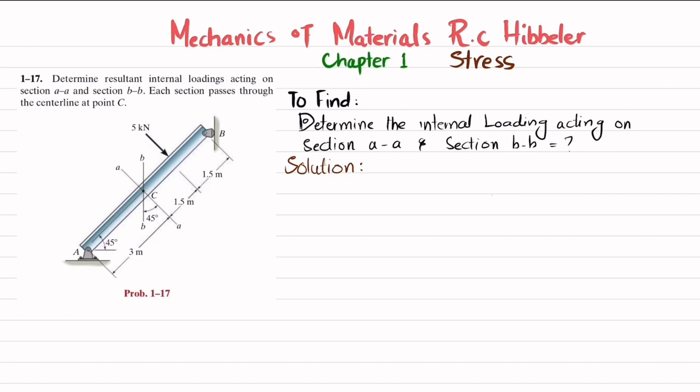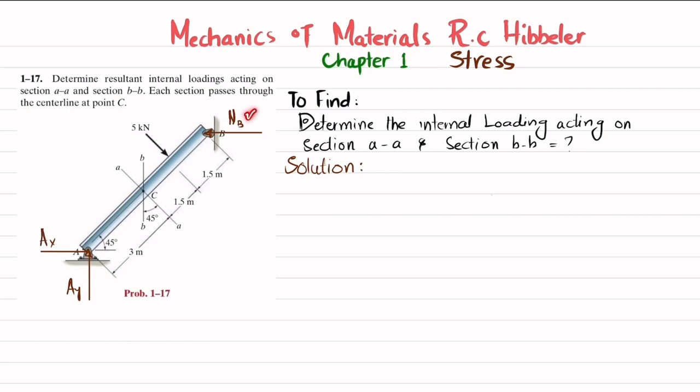So the first step is that if you remove this roller support at point B, you will have a reaction force. Let this force be NB, clear. And if you remove this pin support at point A, you will have a reaction force AY, as well as a horizontal reaction force which is AX. So we can find them by using the equation of equilibrium.